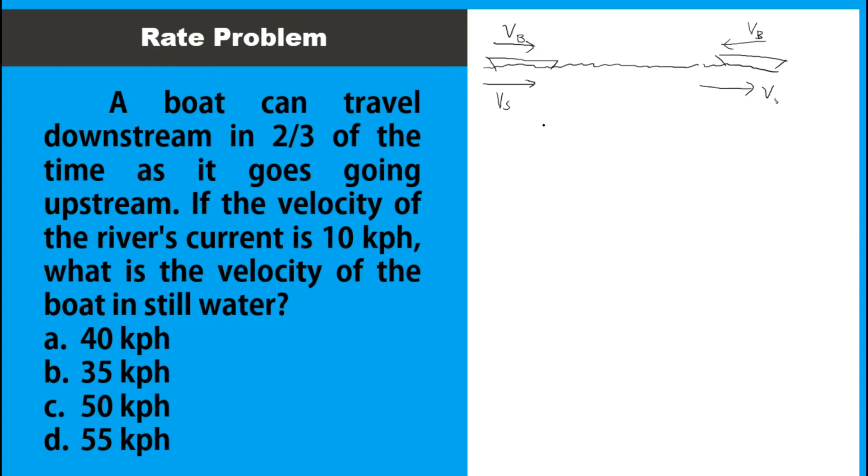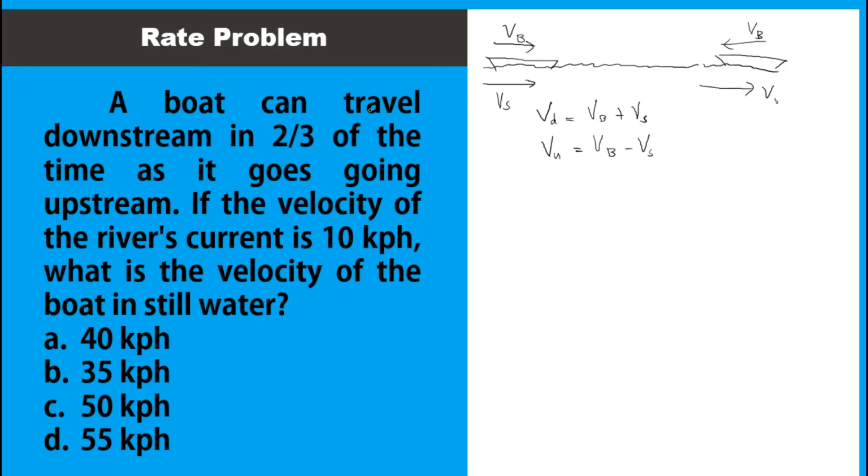We can say that the velocity of the boat downstream is equal to the velocity of the boat plus the velocity of the stream. Going back, the velocity upstream is equal to the velocity of the boat minus the velocity of the stream. So we can see that the velocity upstream must be less than the velocity downstream, since the water is opposing the boat when it goes upstream.